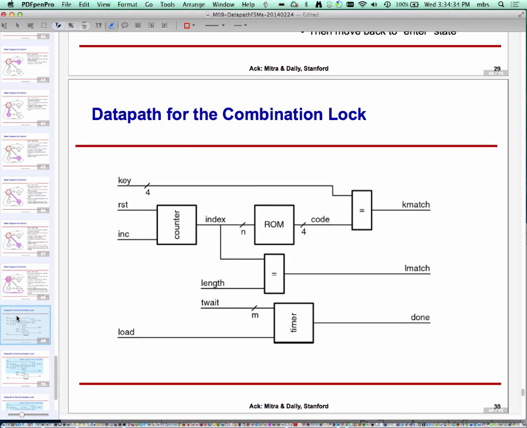So my data path has to... Why shall we compare the length? We can implement it differently, just compare the two codes if they are equal. No, the thing is, in this case, the code is variable.